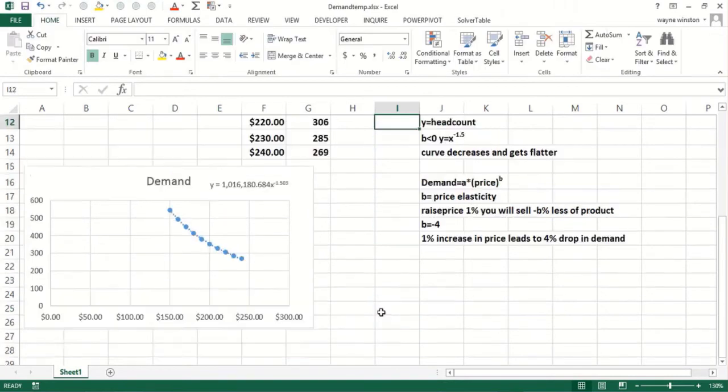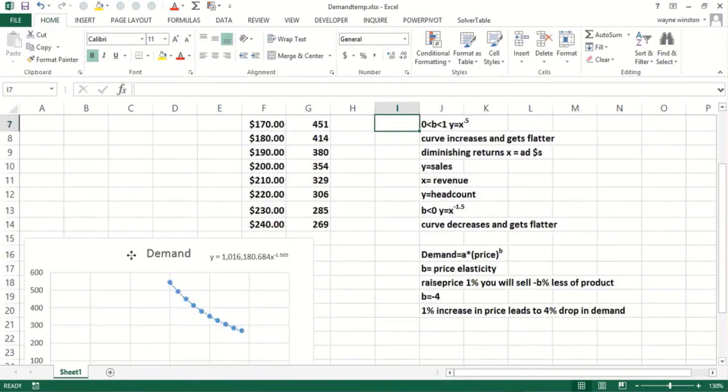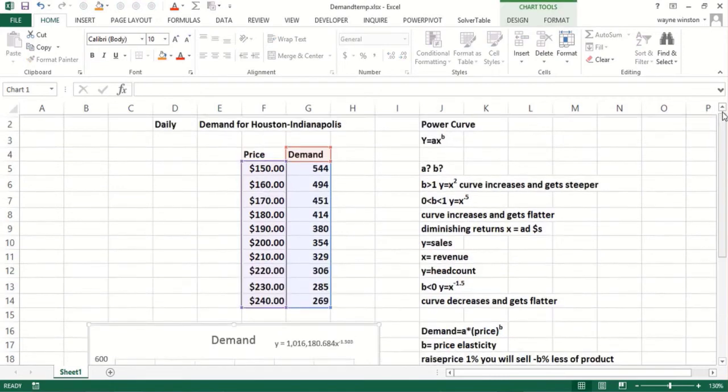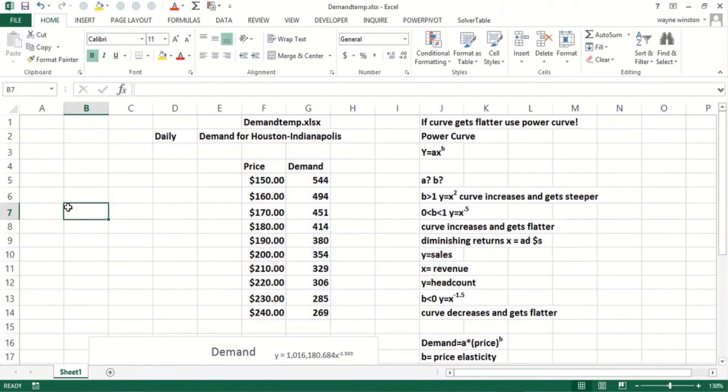Okay, so that's saying the demand would equal 1,016,180 times x to the minus 1.5. The key is the price elasticity here would be 1.5. And that actually happens to be the price elasticity for air travel I got out of David Besanko's, one of my friends and colleagues, great microeconomics book. So now the predicted demand here, in other words, whenever you would raise the price 1%, you would get 1.5% less ticket sales.